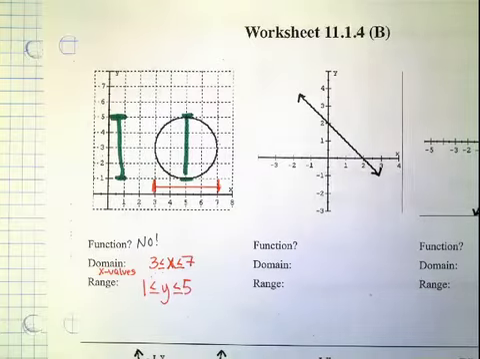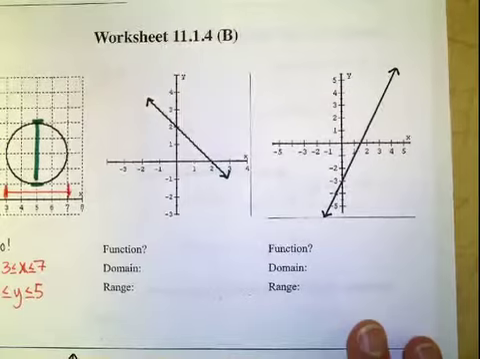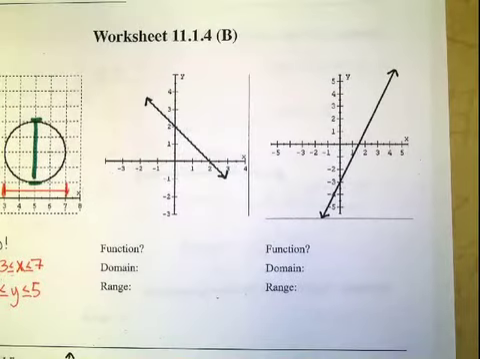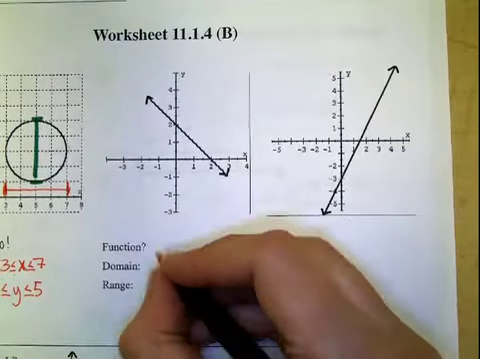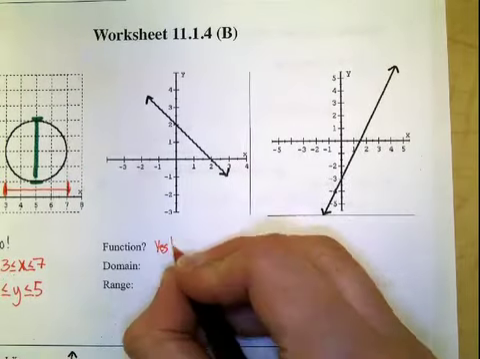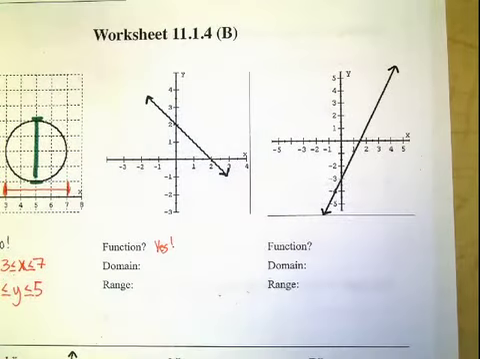So let's look at something more normal. Circles, we don't see a lot of circles, but we see tons of lines. So here's some lines. Let's talk domain and range. Is it a function? Yeah, lines are functions. We've been studying them all year. But let's not worry about that. Let's worry about domain and range.